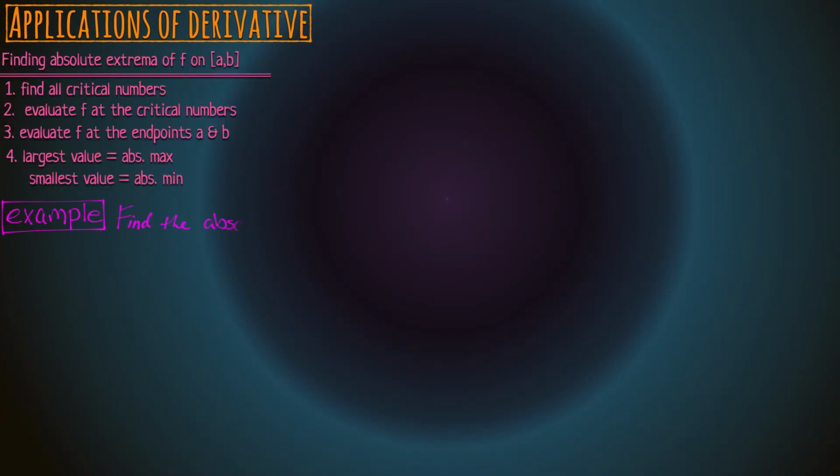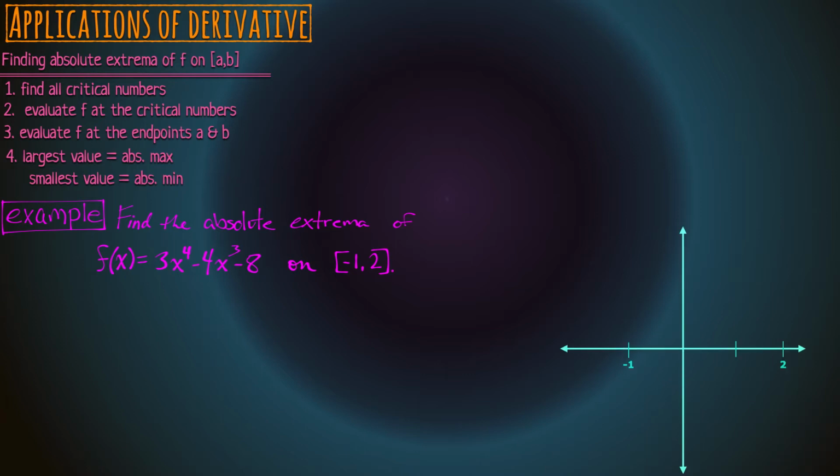So let's take a look at a different example. We want to find the absolute extrema of 3x to the 4 minus 4x cubed minus 8. That's our function. And we're working on the interval -1 to 2. So just for reference, there's the picture of this thing. There's the graph. And we're going to go ahead and find the critical numbers first.